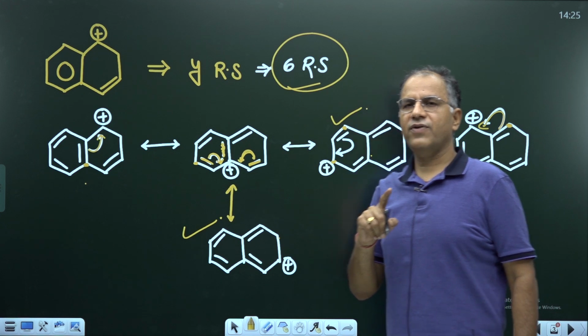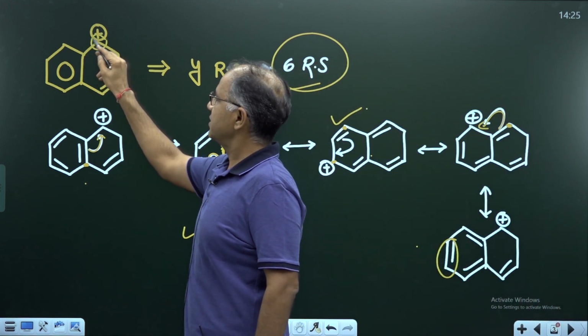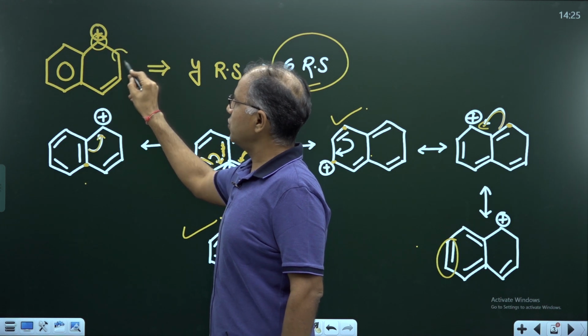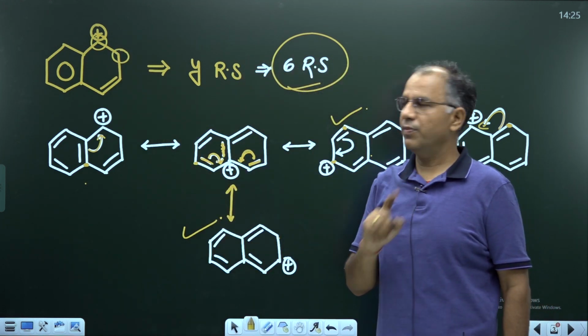So what you have to remember: if a carbocation is formed at the alpha position of naphthalene, there will be 6 RS. If a carbocation is formed at the beta position of naphthalene, there will be 7 RS. This is the point to remember.